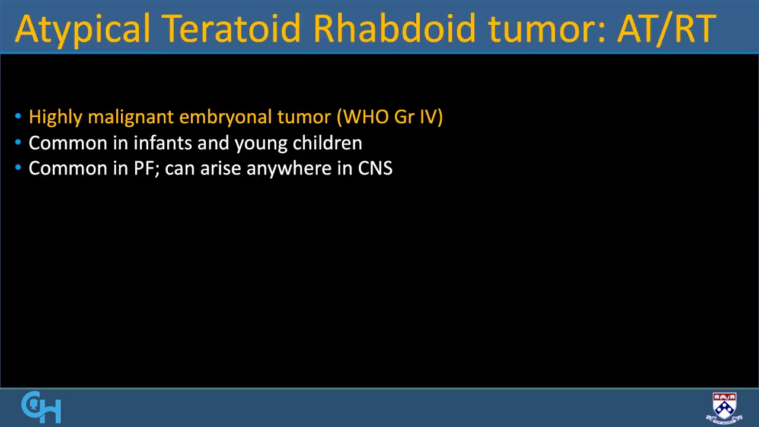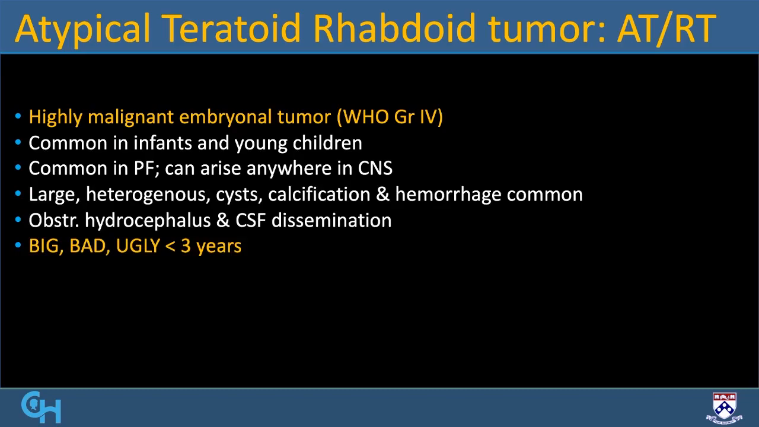The next category is going to be the atypical teratoid rhabdoid tumor, or simply known as the ATRT. This tumor is a highly malignant embryonal tumor, WHO grade 4, which is common in young children, mostly less than 3 years of age. The location of the ATRTs is most commonly in the posterior fossa, but it can arise anywhere in the brain, in the supratentorial brain, or even in the spinal cord.